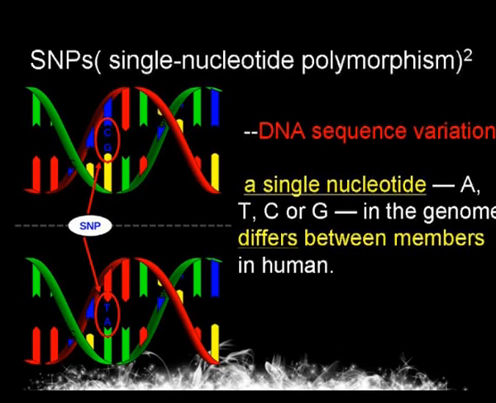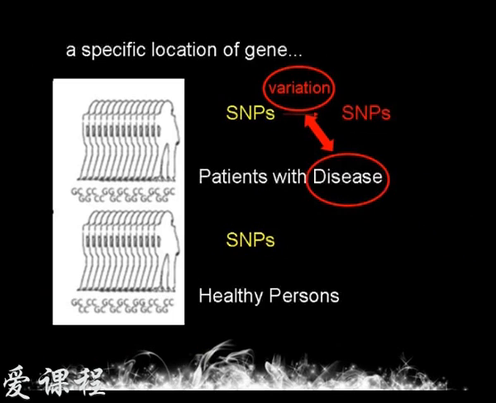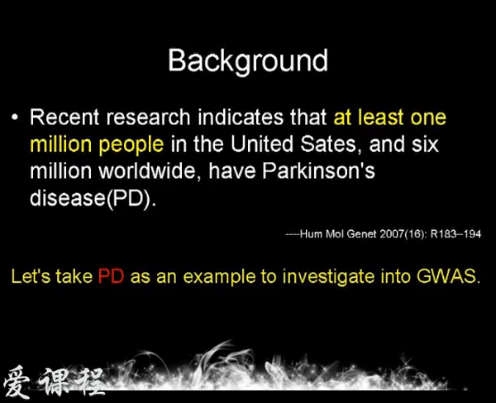SNPs, namely single nucleotide polymorphisms, are DNA sequence variations. As it shows in this video, it may be CG in a person, and it will vary into TA in another person. So it's a difference in a single nucleotide. And in a specific location of a gene, if the variation of the SNPs is stable, it means the variation of the SNPs is associated with the disease.